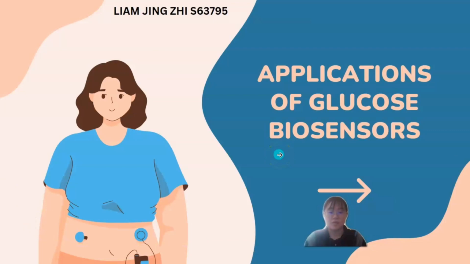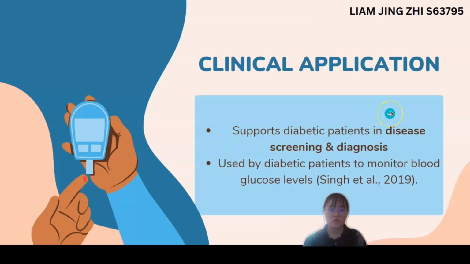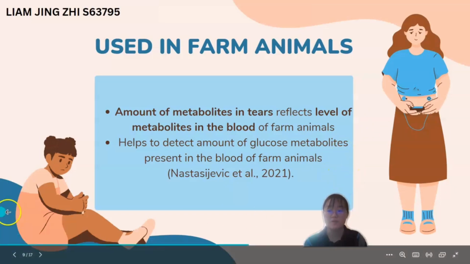Now, let's talk about the applications of glucose biosensor. The first application of the glucose biosensor is in clinical application. It is used by diabetic patients in their disease screening and diagnosis, and it also can be used by the patients to monitor their blood glucose level. The second application is that the glucose biosensor is used to monitor the blood glucose level in farm animals. This is because the amount of metabolites in the tears of the farm animals reflects the level of metabolites in the blood, and this helps to detect the amount of glucose metabolites in the blood of the farm animals.